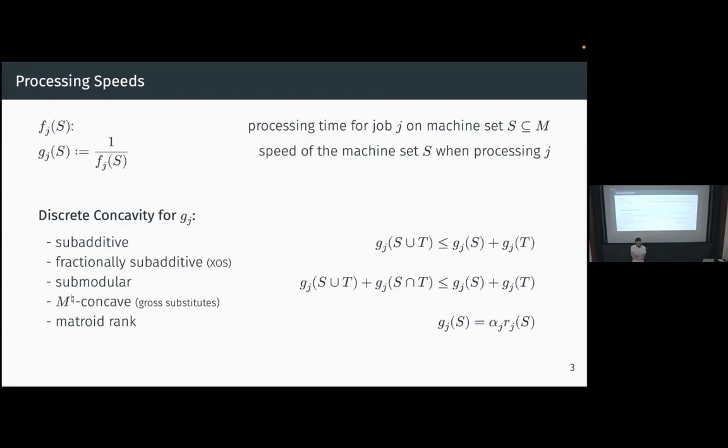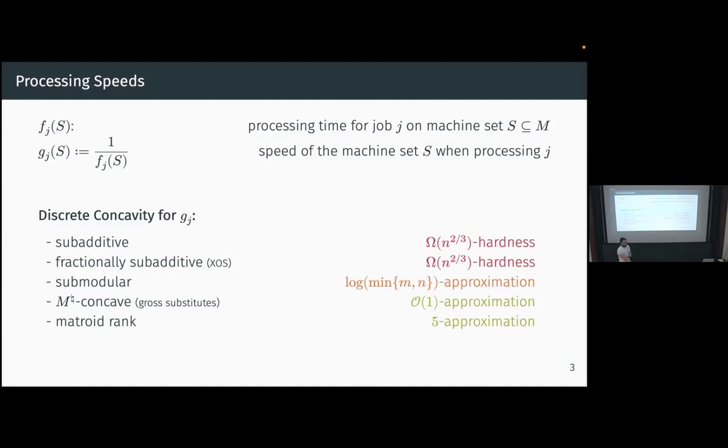Okay, so what we have for these different types of functions are the following results. It turns out that for the most general cases, it's actually quite hard, and these are unconditional hardness results. So there's inapproximability, at least with this type of value oracle, you cannot do anything. That's not conditioned on P not equal to NP or anything. But for the case of submodular functions, there's a logarithmic approximation, and it's actually open whether we can have a constant factor here. So that's one open problem.